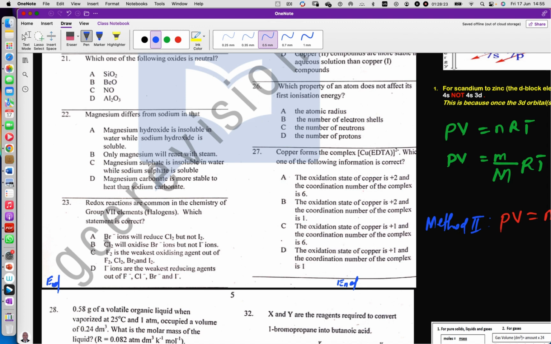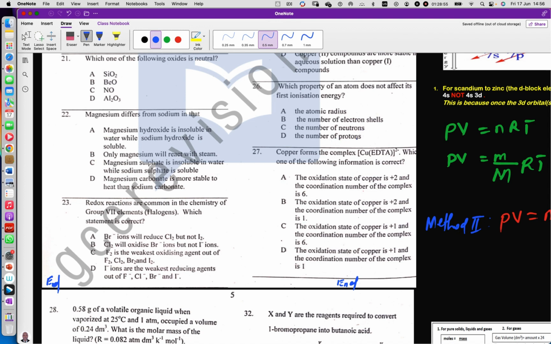The number of electron shells affects the first ionization energy, because through shielding, as you go down the group, the number of shells is increasing. As the number of shells increases, the distance from the nucleus to the outermost electron, what we're calling atomic radius, will increase, and the attractive force decreases. We call it the shielding effect. The number of neutrons has nothing to do with this one.